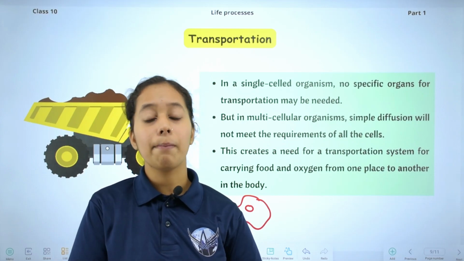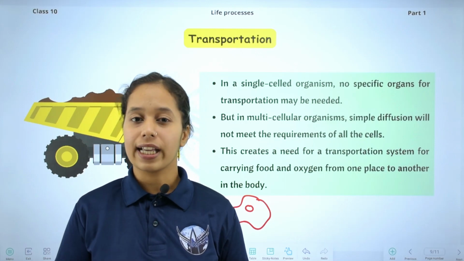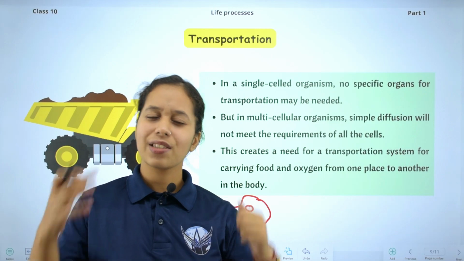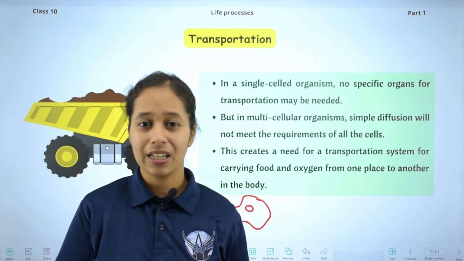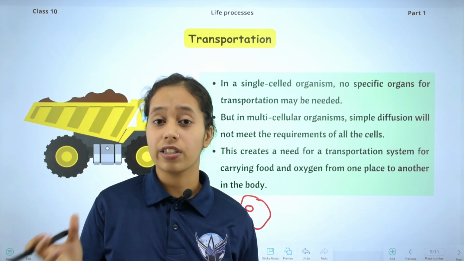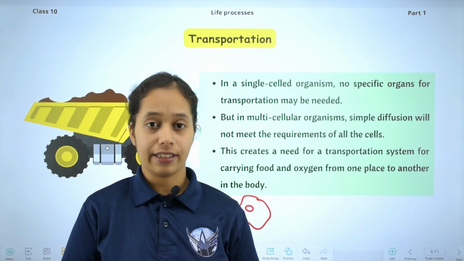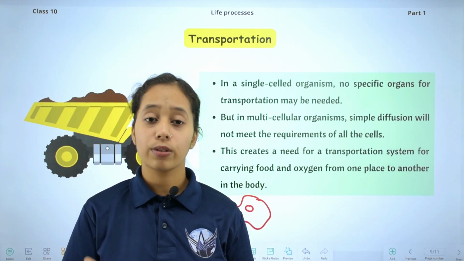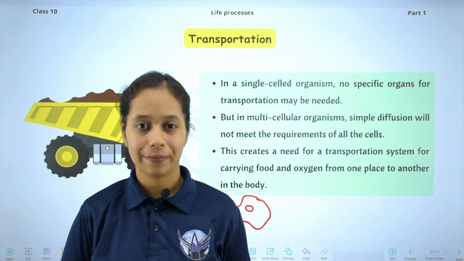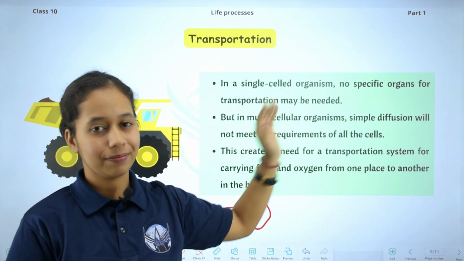But what about a multicellular organism like a human being? A multicellular organism is very big as compared to a unicellular organism, and it is very complex. So we need a highly detailed and sophisticated process via which the energy that our body has created can be transported to all the parts of our body. Yes, and this process is known as transportation.